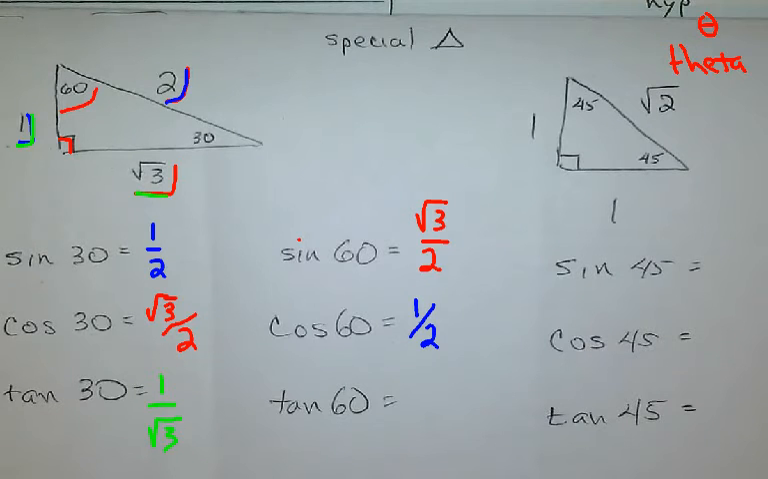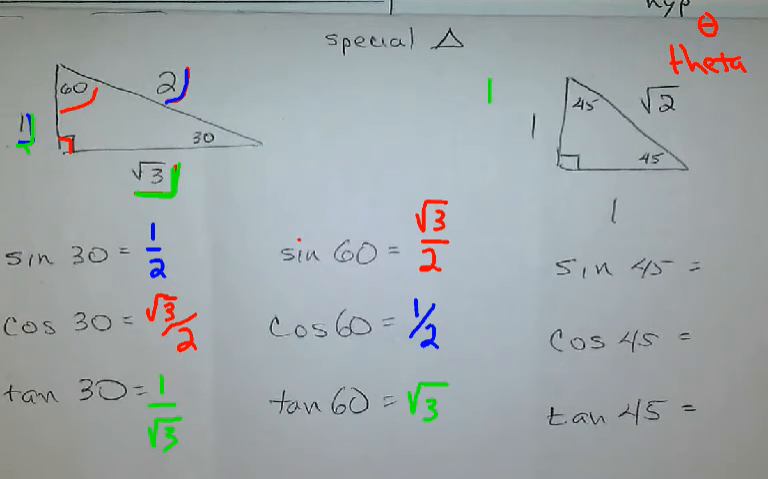And then the tangent, according to our rule, is the opposite over the adjacent. Oops, the opposite is this guy over the adjacent. So that's square root of 3 divided by 1. That's just square root of 3, right? Square root of 3 divided by 1 is just the square root of 3. That's easy. So let's come over here and do 45-degree angles.